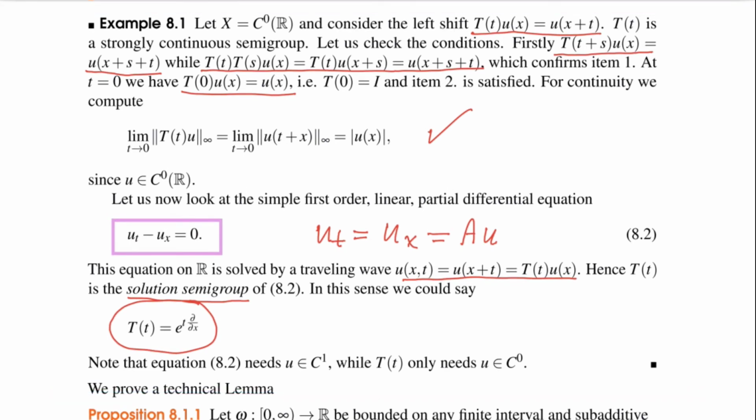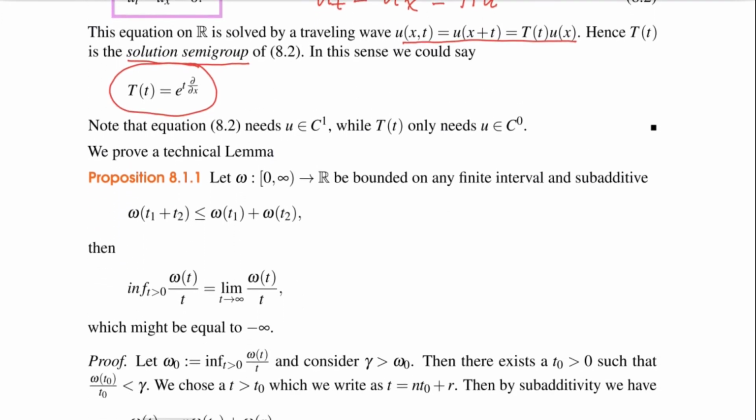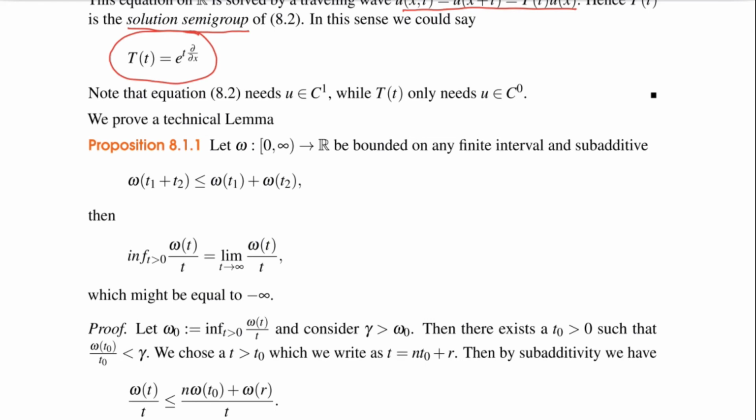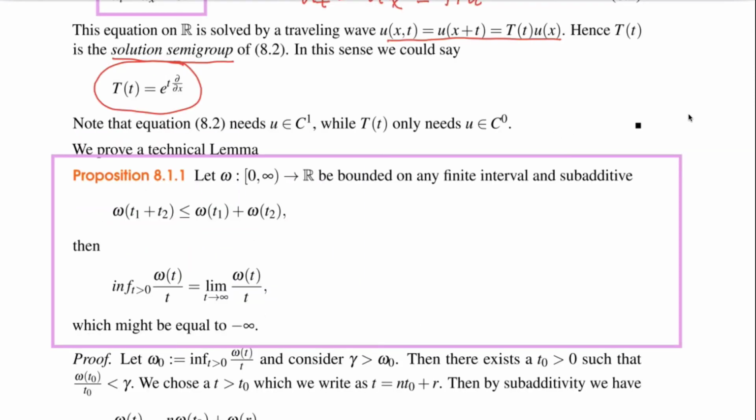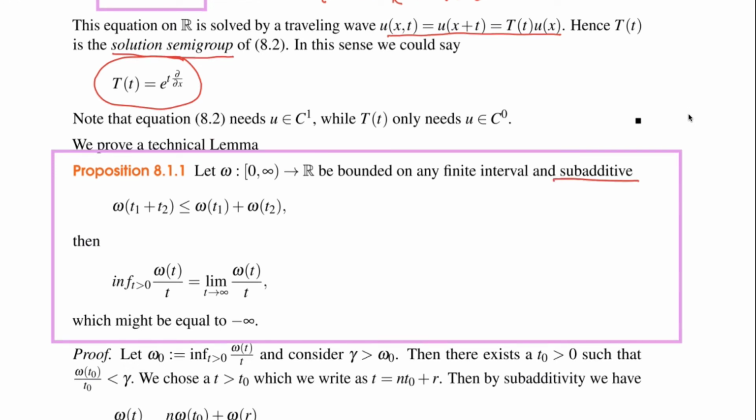So one of the things we need to do is a technical lemma for sub-additive functions. So we consider a sub-additive function. This basically means that omega of t1 plus t2 is less or equal omega of t1 plus omega of t2. And we will later see that the logarithm, for example, is such an example. Then the infimum over positive t of omega(t) divided by t is equal to the limit as t goes to infinity of omega(t) divided by t. So this basically means that these functions grow slower than t. And this could be equal to minus infinity.